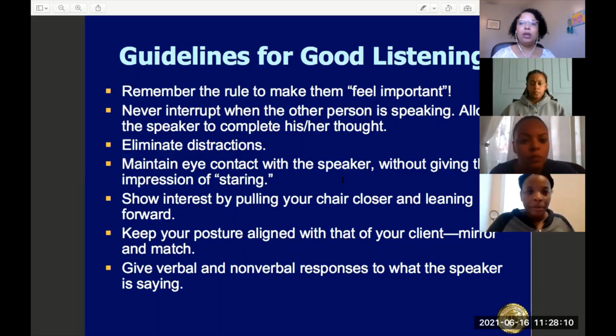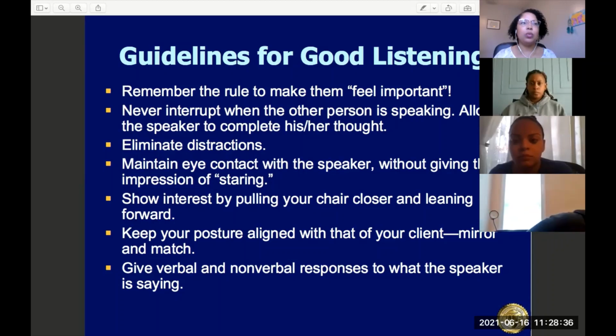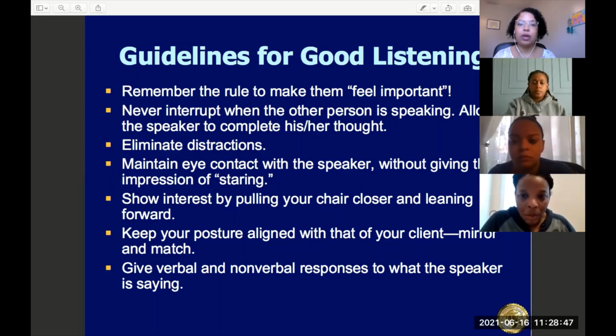So, this first guideline is always to remember to make the other person feel important. Make the other person feel important, even when you don't agree with them. Never interrupt when the other person is speaking, right? Unless the person is veering off somewhere that's not helpful. But you let them finish their thought, and then you can gracefully interrupt. Allow the speaker to complete his or her thought.